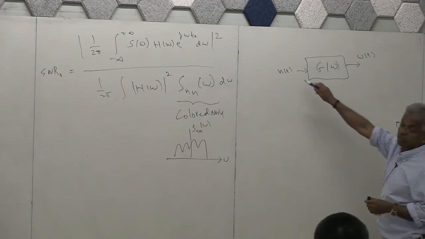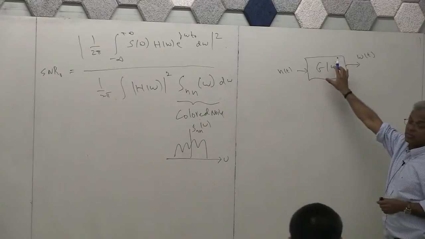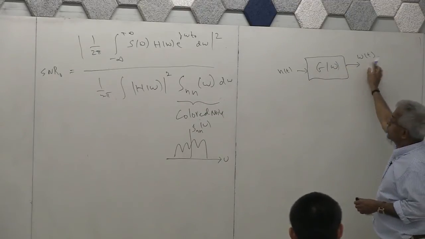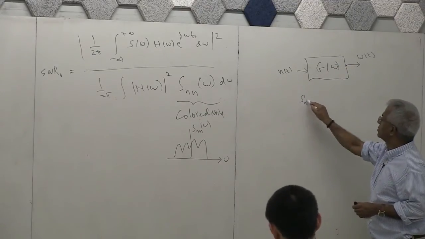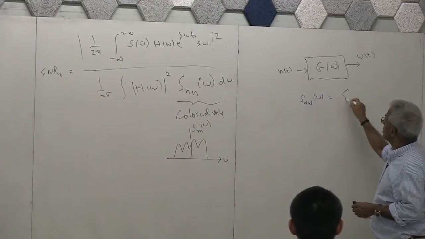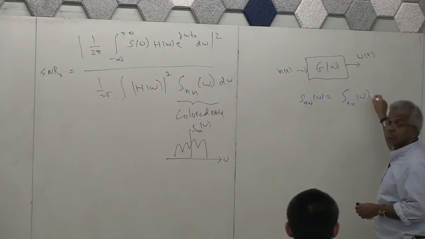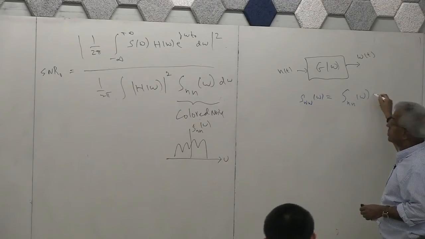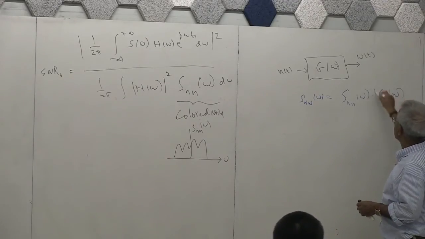So you have noise here, I pass it through a filter, you get output noise. One more time, what is the output power spectrum? Anyone? Input power spectrum? Yeah, magnitude of G(omega) squared. Okay.